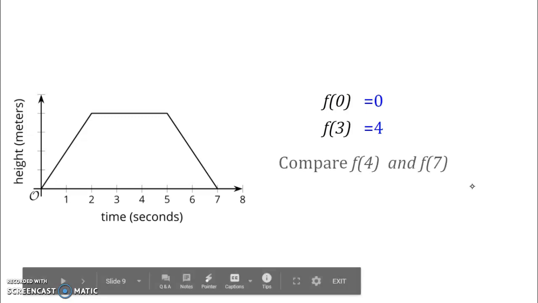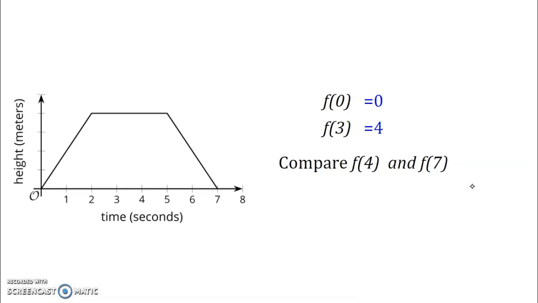Okay? Alright, then the next question asks you to compare f of 4 and f of 7. Which is bigger? Well, let's evaluate what is f of 4. f of 4 means when the input is 4. That means that when the x value is 4, find your 4 on the x-axis. What was y? y was positive 4, right? This is 1, 2, 3, 4. That's positive 4 meters above. That means at 4 seconds, the drone was 4 meters above the ground.